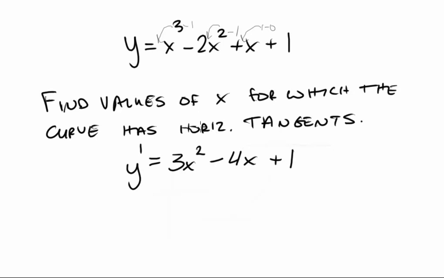Now we need to figure out where this curve has horizontal tangents. Now that we have a function that gives us slopes, which is what y prime is, the slope of the tangent line, we want to figure out for what x values this function has a slope of 0, or what x values make this function equal 0. So we're going to set it equal to 0 and solve for x.